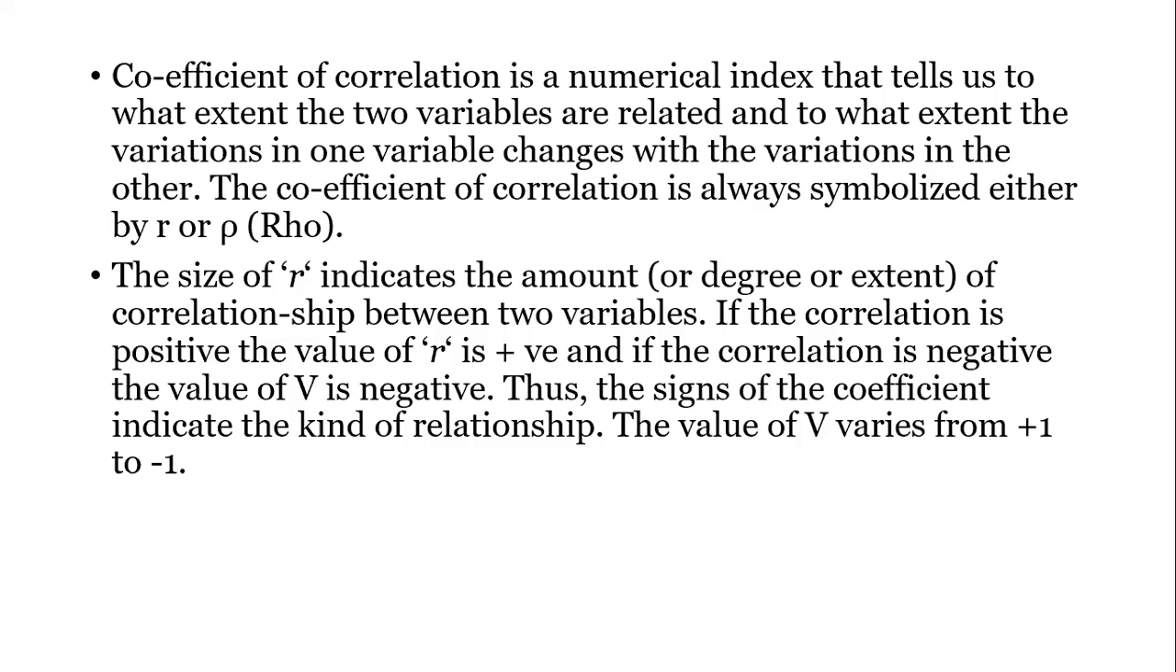We can check the relationship between two variables by using a graph or chart. But in a graph or chart, we can only observe the values and say that either there is a correlation or there is no correlation. We cannot say the exact extent or degree of the relationship between the two variables. So in order to know the exact degree of correlation, we have to find the coefficient. That coefficient is denoted by a small letter r, also called rho.